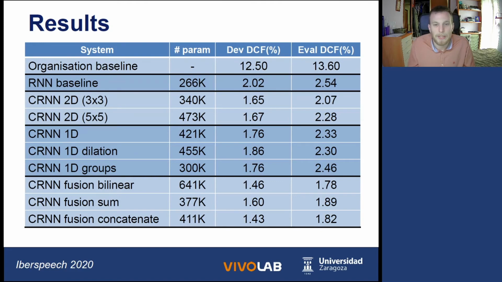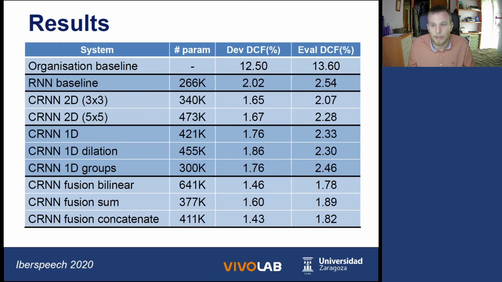Okay, in the following slides, I will be briefly commenting on our results. If you want to see a more in-depth explanation of them, you can check the full paper for a more clarifying explanation. You can see here first both the organization and our recurrent neural network baseline. And then the systems are separated in 3 big groups, those using 2D convolutional filters, those using 1D convolutional filters, and those using our fusion architectures.